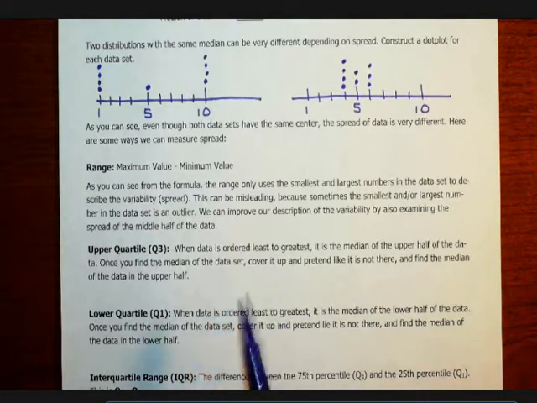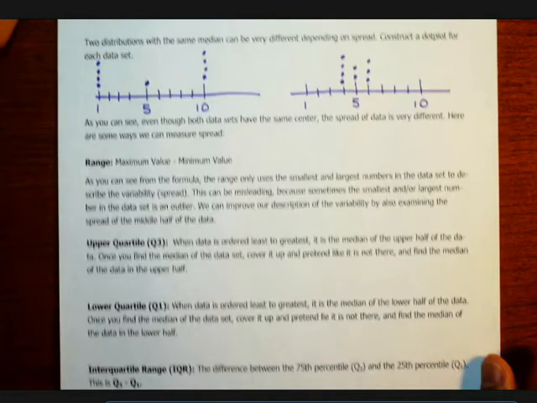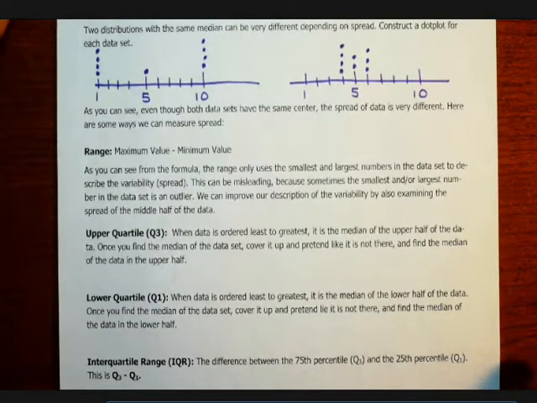A similar process is used for the lower quartile, what we also call Q1. When data is ordered from least to greatest, it is the median of the lower half of the data. So once again, when you find the median of the whole data set, you cover it up, pretend like it's not there, and find the median of the data set in the lower half.